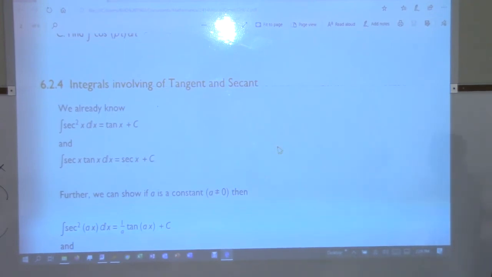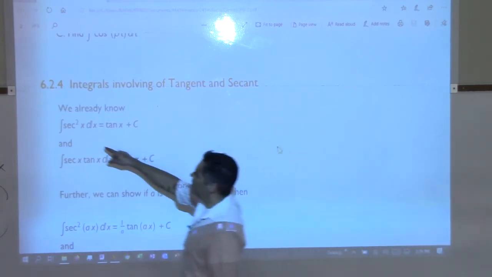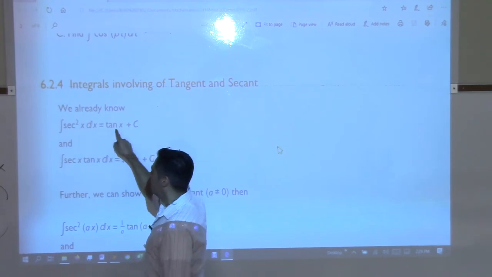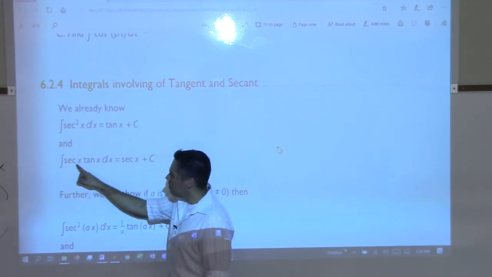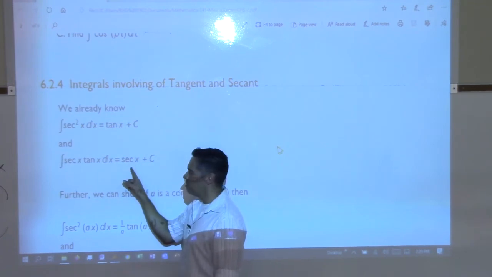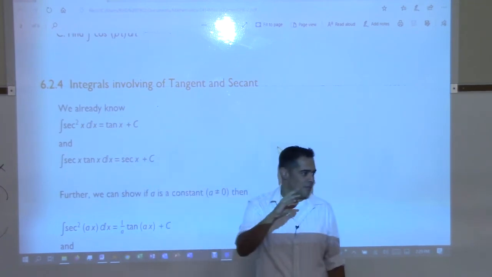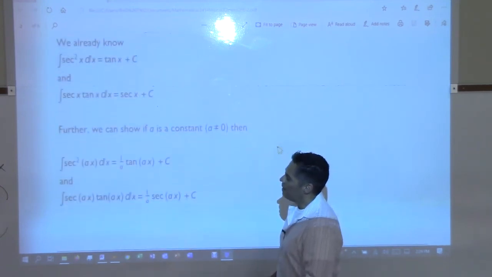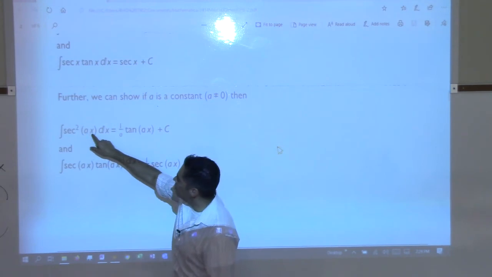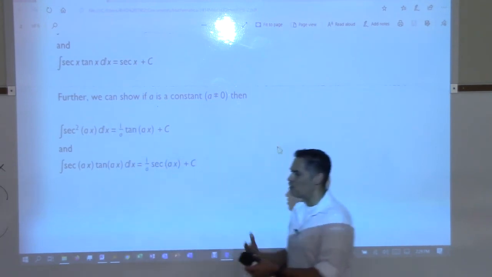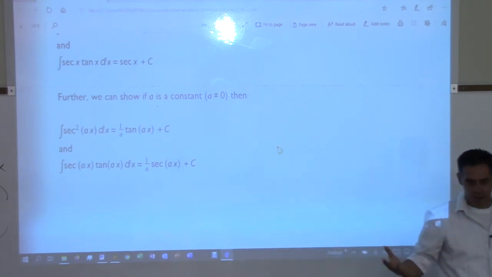Well, if we have tangent and secant, let's talk about what we already know. We know the antiderivative of secant squared x is tangent x. We know the antiderivative of secant x tangent x is secant x. That we know. So it's not as clean and easy as sine and cosine with tangent and secant. We also know that if you saw any sort of linear expressions in here, you'd have to scale out by that. Okay, so that's kind of the underlying theme that we have with all functions now.